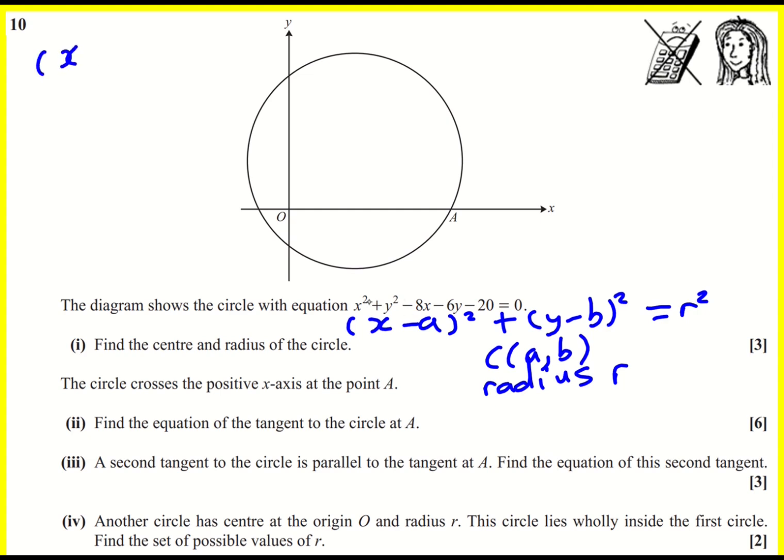So I've got x² - 8x. I can write that as (x - 4)² by halving the 8, and I need to minus 16. So that bit there is x² - 8x in completed square form. Same for y²: it's going to be (y - 3)², because it's y² - 6y, so I have the minus 6, halved, and then I need to minus 9. And then minus 20 equals 0.